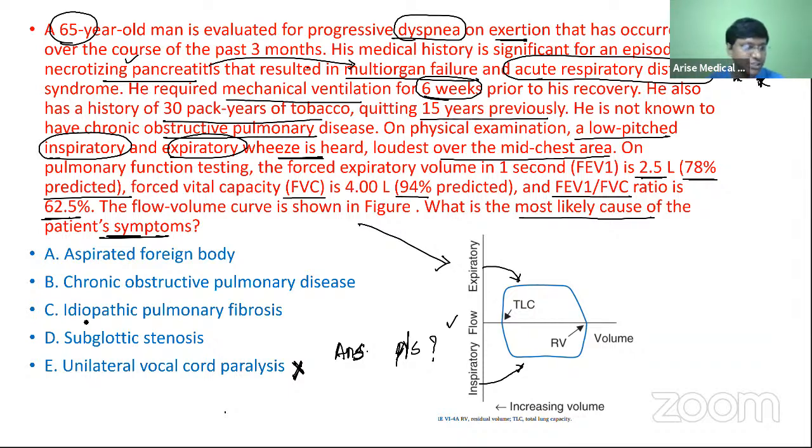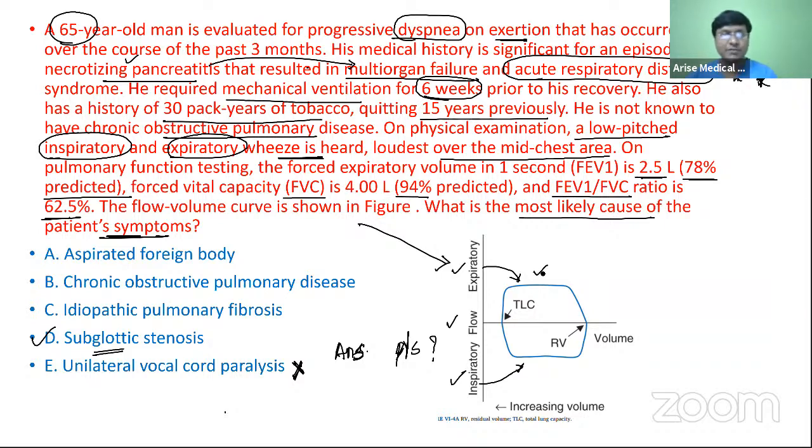Very good, Atul Shinoy has answered it. The answer is subglottic stenosis. Why? I will explain it to you. Now, you see the flow volume loop. The lower component is your inspiration, and the upper component is expiration.